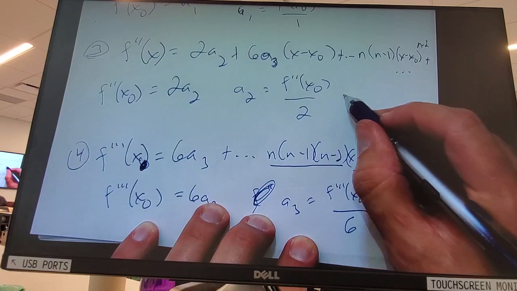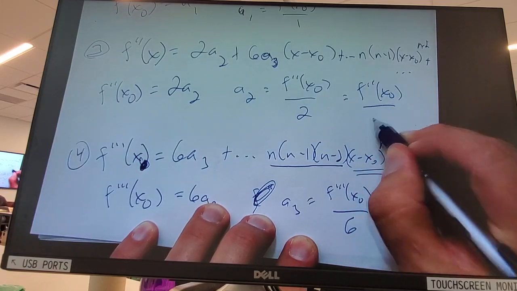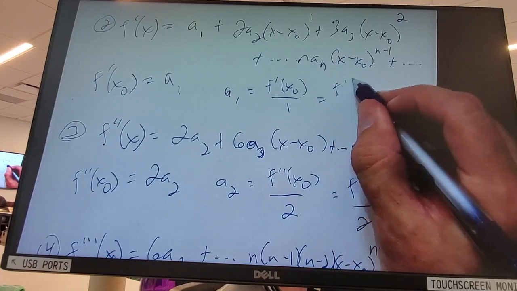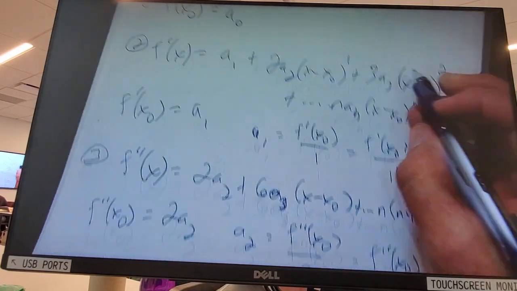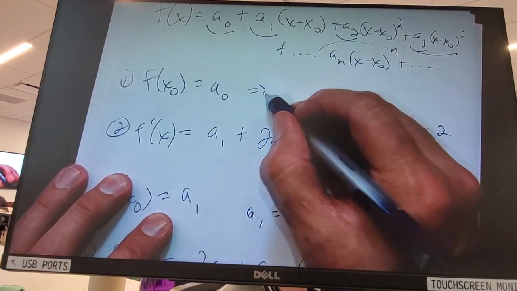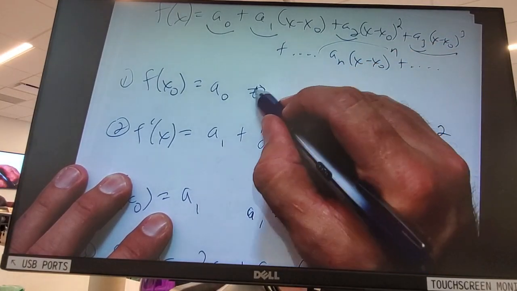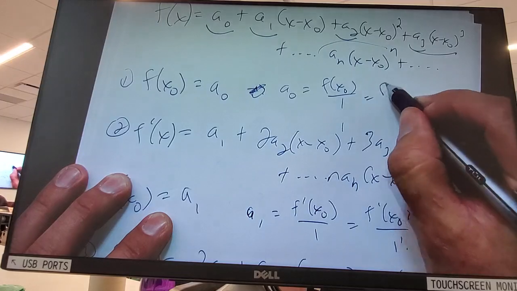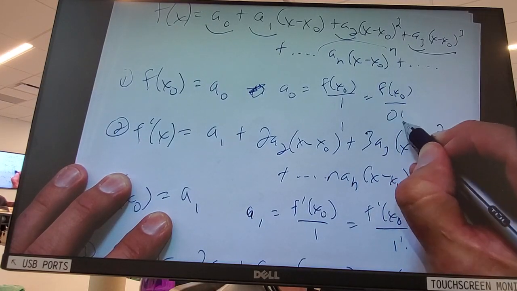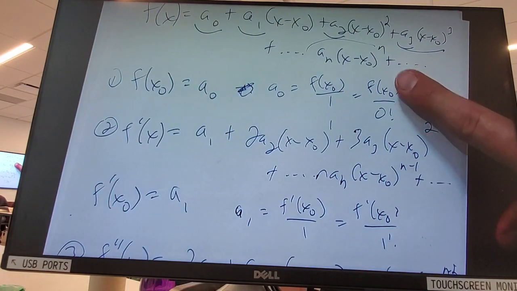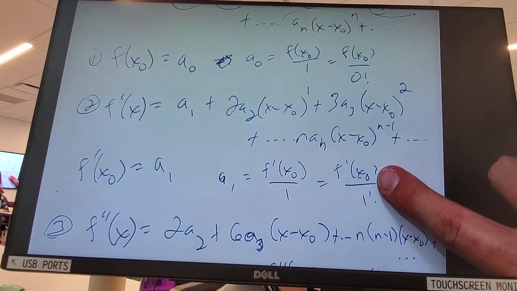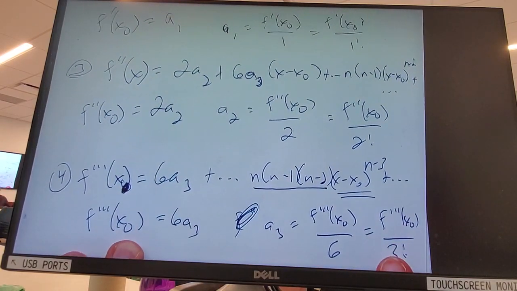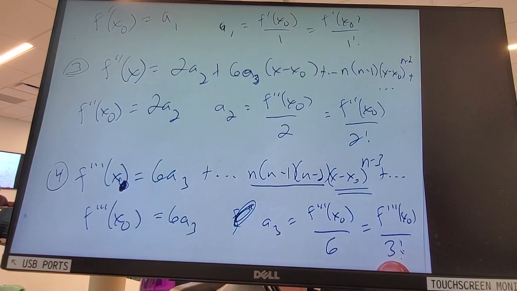What's 2? 2 is 2 factorial. 6 is 3 factorial. 1 is 1 factorial. So 0 factorial is 1. So if I take 0 derivatives, it's 0 factorial. If I take 1 derivative, it's 1 factorial. 2 derivatives, 2 factorial. 3 derivatives, 3 factorial. You guys are doing good.